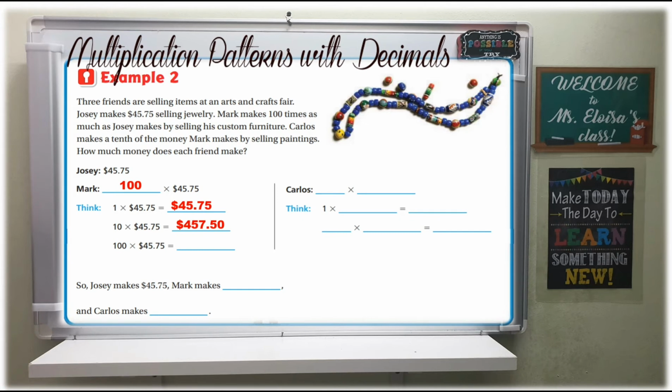For Carlos, he makes 1/10 of the money that Mark makes. So that will be 0.1 or 1/10 times $4,575. 1 times $4,575 equals $4,575. And 0.1 or 1/10 times $4,575 equals $457.50. So Josie makes $45.75, Mark makes $4,575, and Carlos makes $457.50.